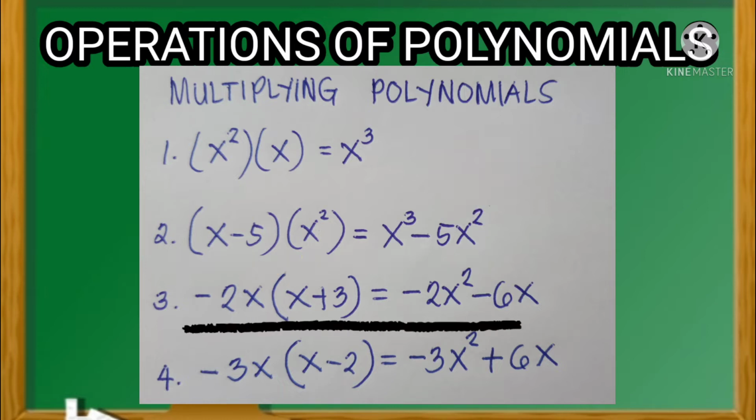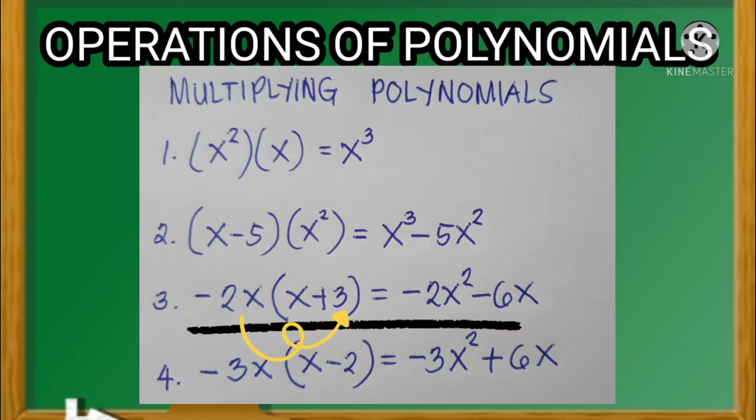Number 3, negative 2x times x plus 3. So the same process, we will apply distributive property. Negative 2x times x, that is negative 2x squared. X squared because we add 1 and 1. Then negative 2x times positive 3. Multiplying negative and positive, again, the product is negative. So 2 times 3, the answer is 6.